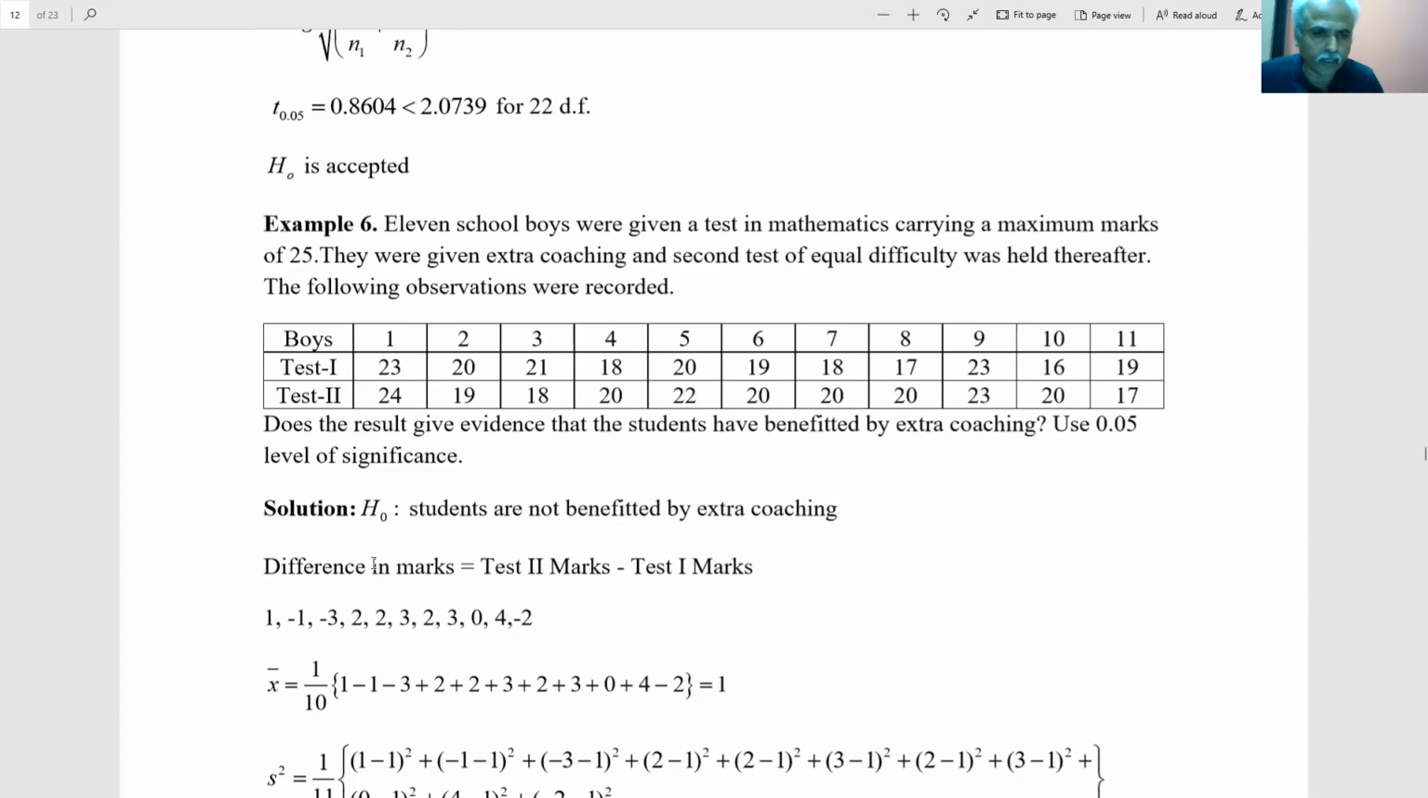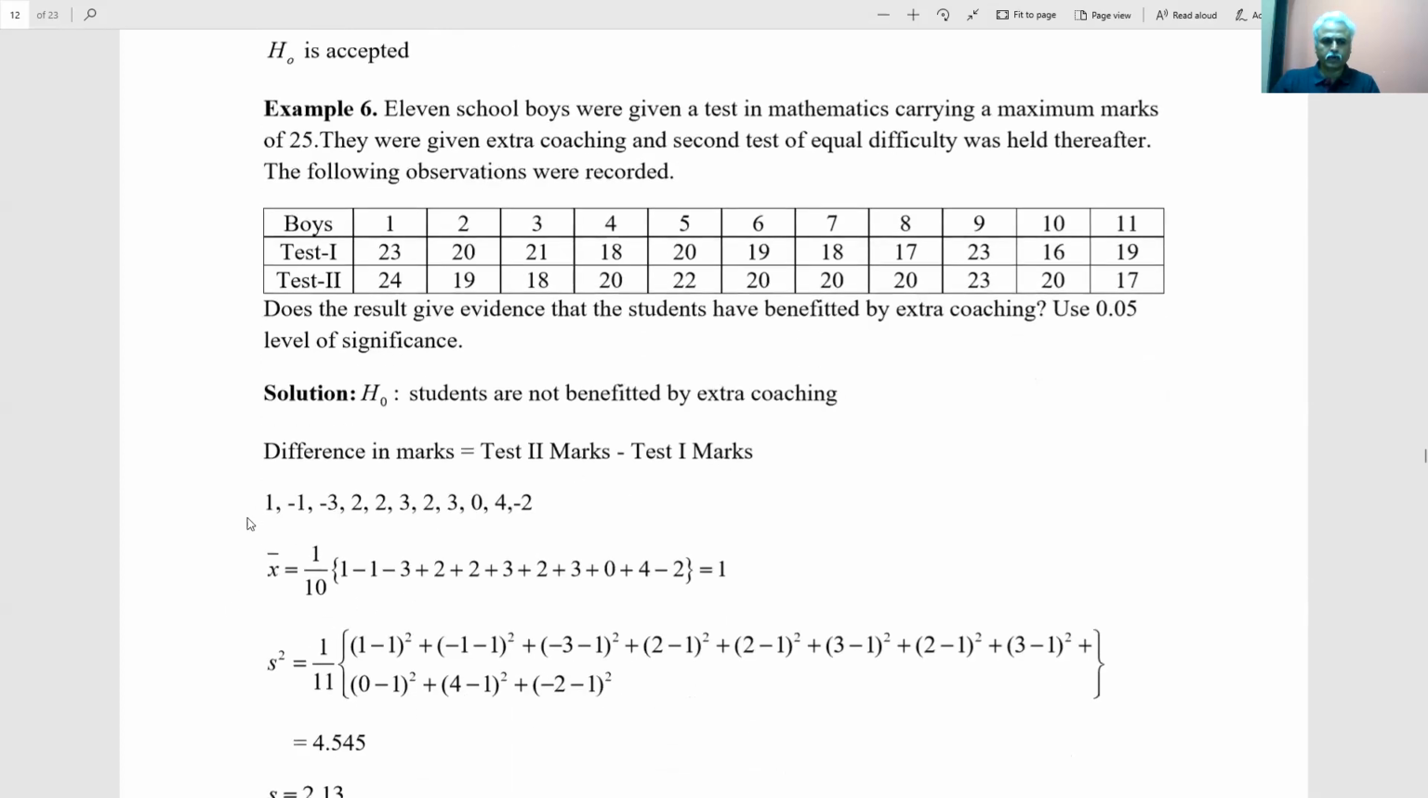What we first do is find one more new variable, which is the difference in marks. One direction only can be taken: second test minus first test, or first test minus second test. If I take second test minus first test, it is 24 minus 23 which is 1, 19 minus 20 which is minus 1, 18 minus 21 which is minus 3, till 17 minus 19 which is minus 2. So the whole data is bundled in x2 bar minus x1 bar. Now this becomes our variable x.